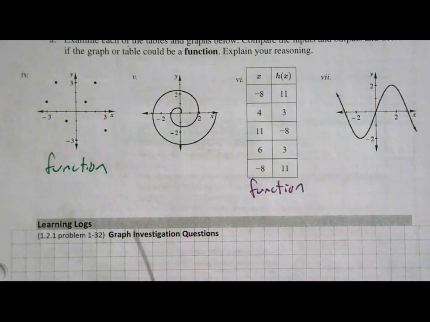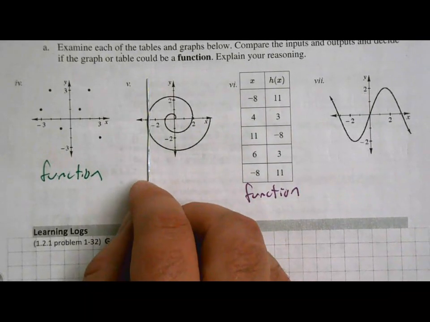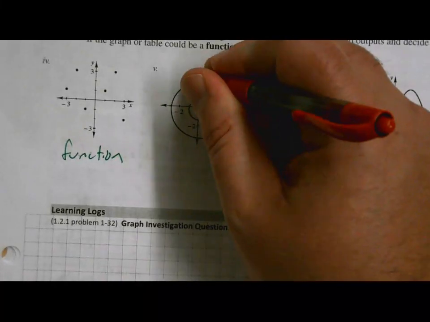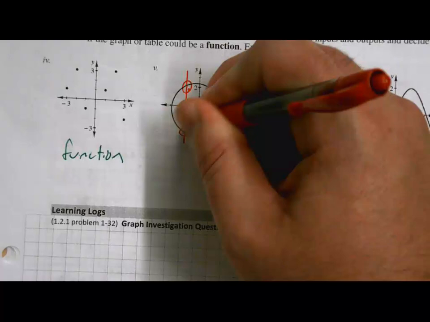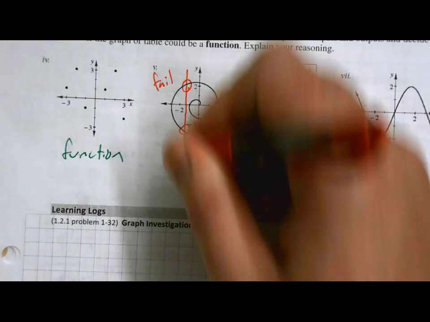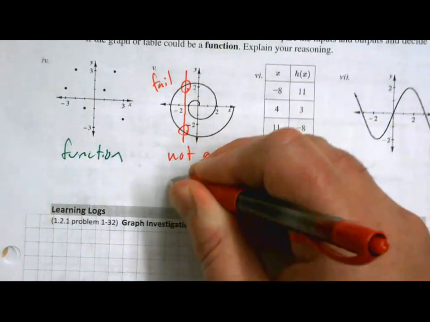How about this cool spiral one? Is that going to pass my vertical line test? No, it's going to fail. Go ahead and draw yourself a vertical line and show, oh, right there and right there. Fail. This is not a function.